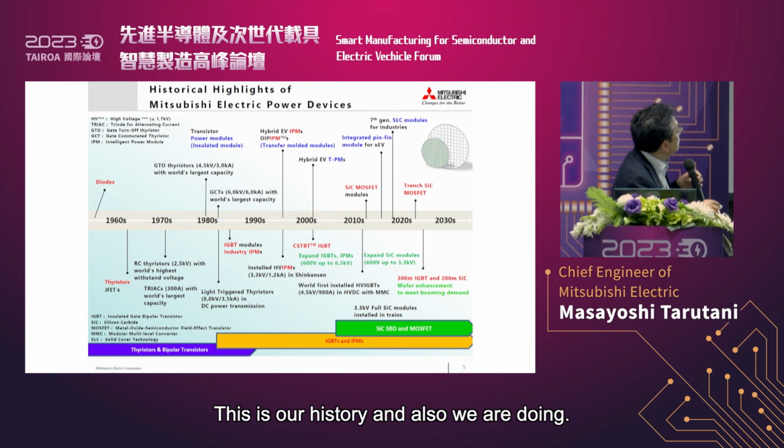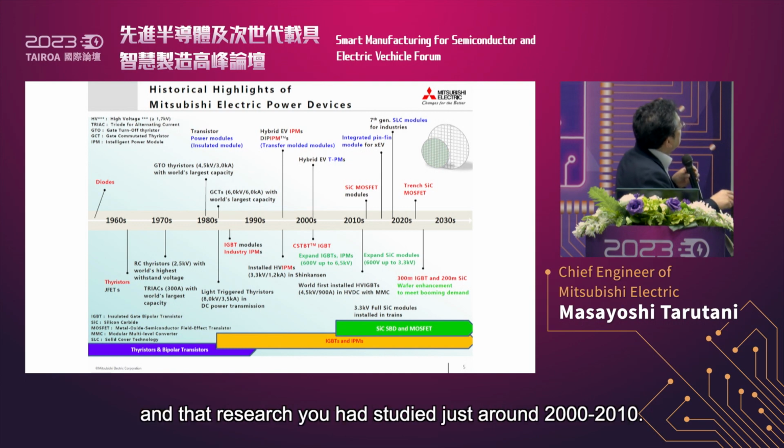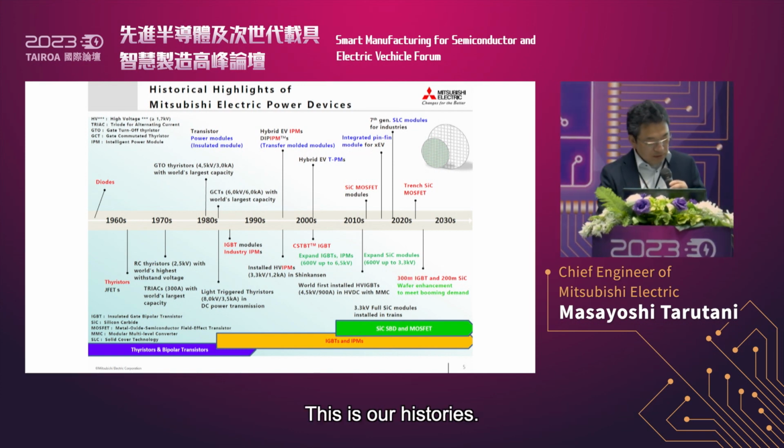And also we're doing SiC, silicon carbide device production. And that research was started just around 2000. And in the 2010s, we were the world's first manufacturer using SiC power modules. This is our history.